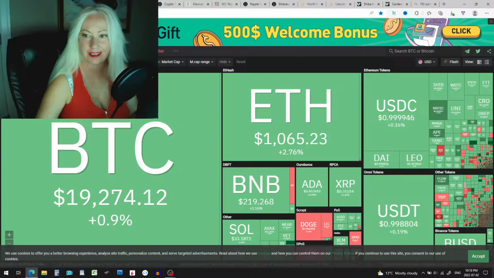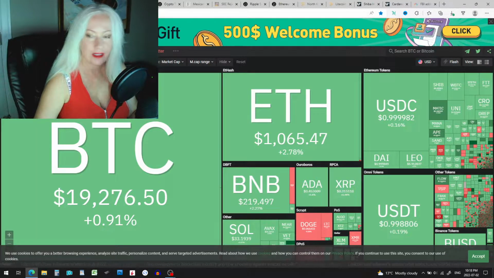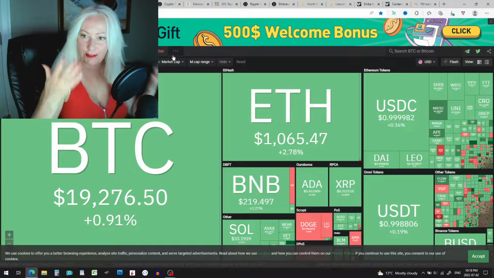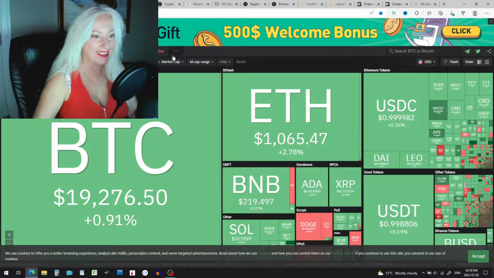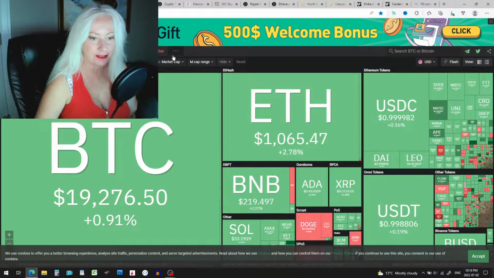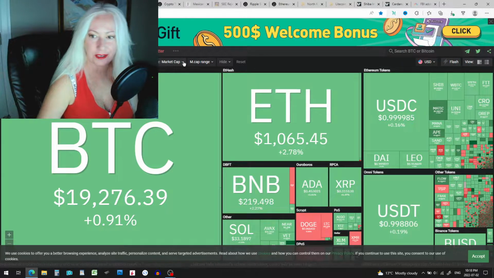Here we go. Let's look at the crypto heat map. A lot of green on the screen, and it's even reflected in my hair now. Okay, so almost everything is in green except for Dogecoin and a few other ones.